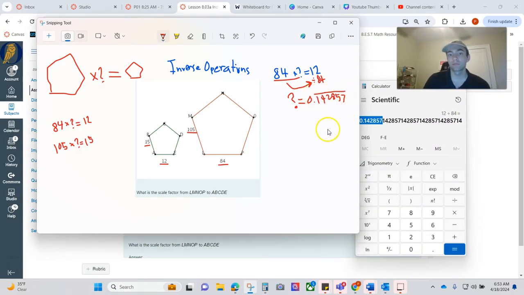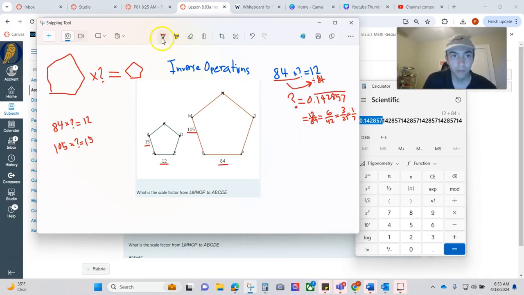You can also write this in fraction form, probably by writing 12 over 84, or 6 over 42. I divide the top and bottom by 2, or 3 over 21, or 1/7. So any of these answers will work.